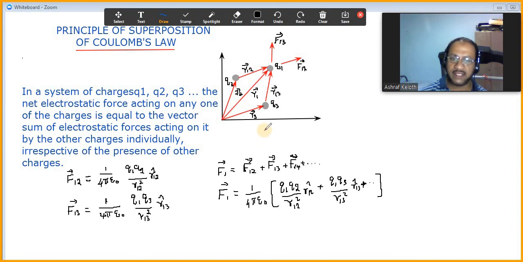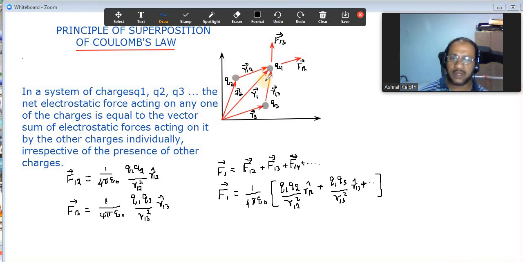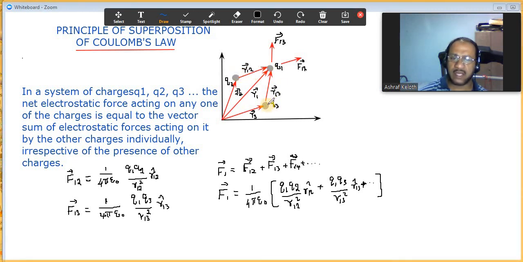Hence finally we can see that when we consider the net force acting on this charge Q1, first we will take the charge Q2 and find the force between Q1 and Q2. The presence of Q3 will not influence the force between Q1 and Q2. So we just think that Q3 is absent, it is not present over here, and we calculate the force between Q1 and Q2 separately.